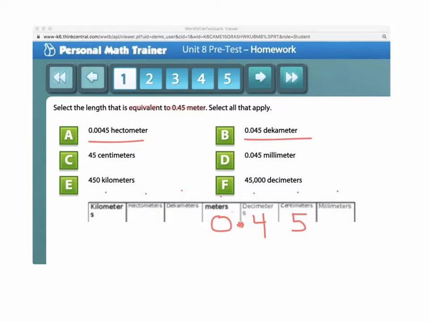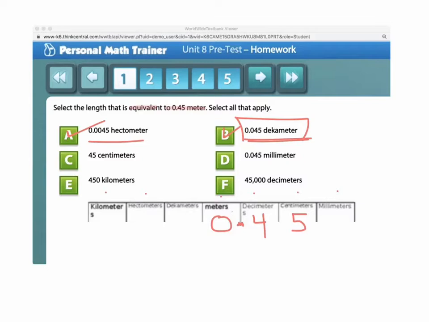For option answer B, we're going to convert it into decameters, and the decameters are right here. So I'm going to take that over. I'm going to move that one place over. So it's 0.045 decameters, and that's what we have there. So that is also correct.